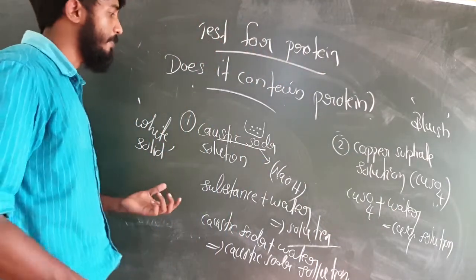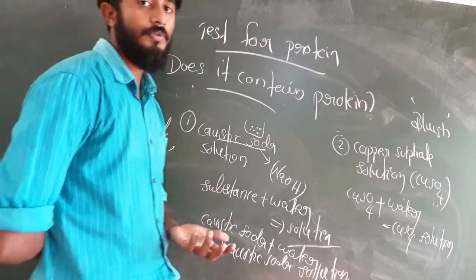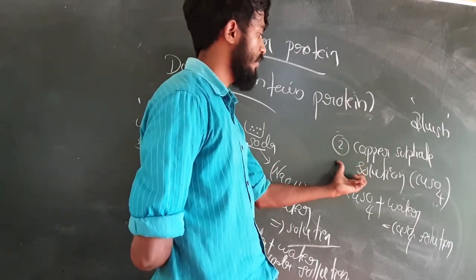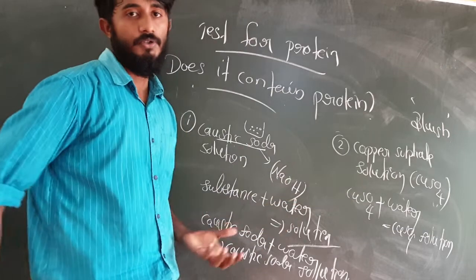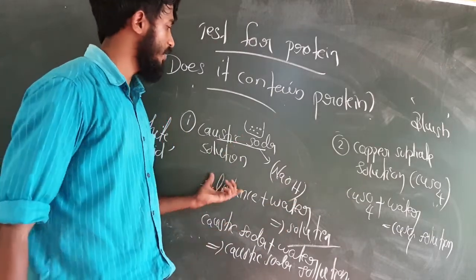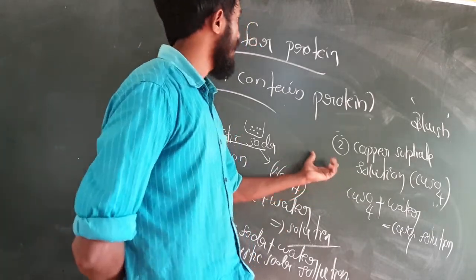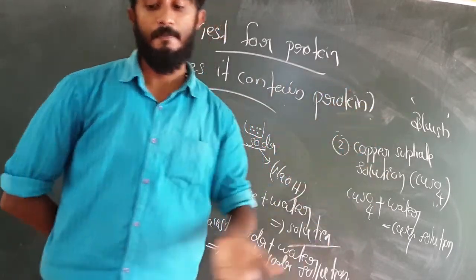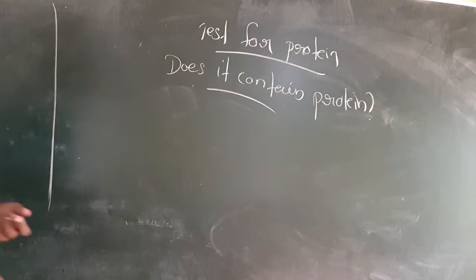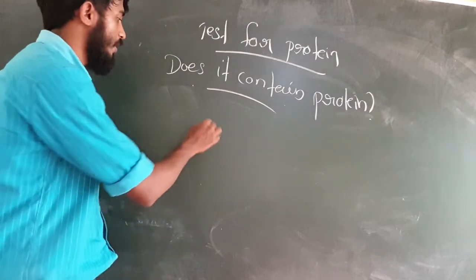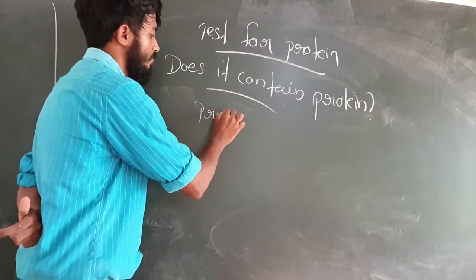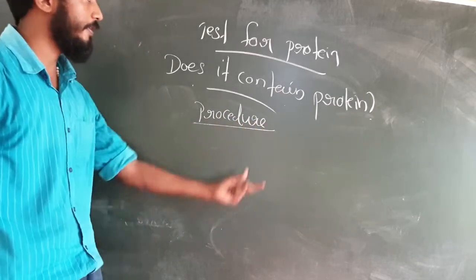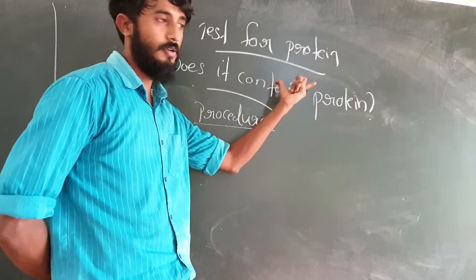Understand? So we prepared two solutions here. One is caustic soda solution and another one is copper sulfate solution. So by using these two, we can find out the presence of protein. Clear, students? Now students, let's see the procedure for finding out the presence of protein.